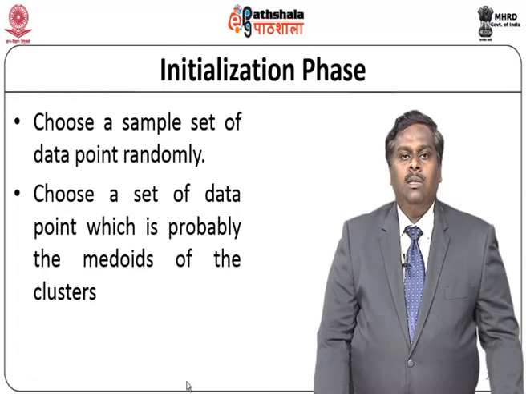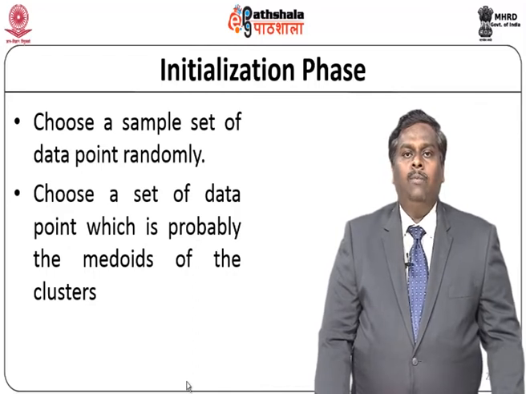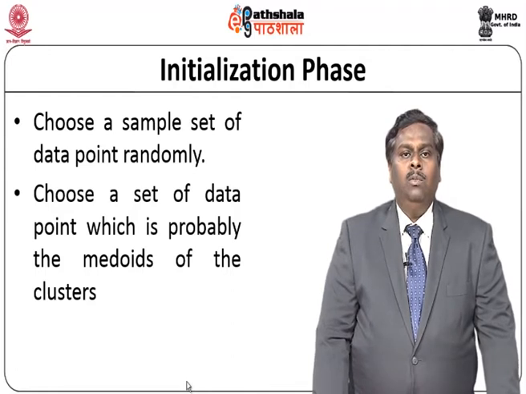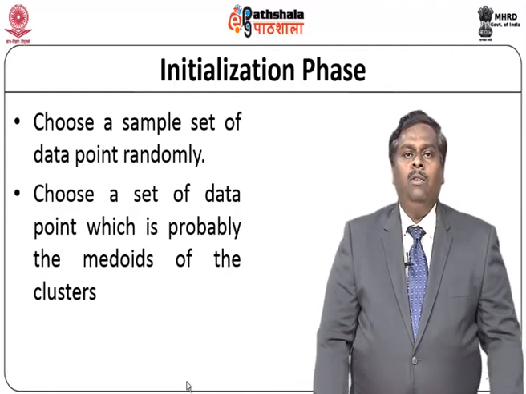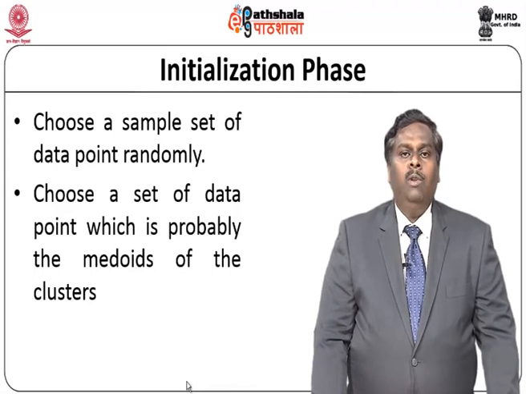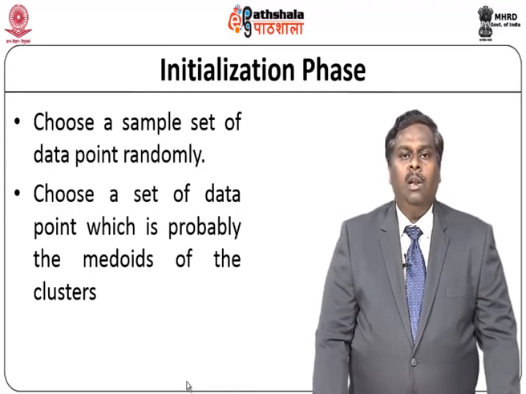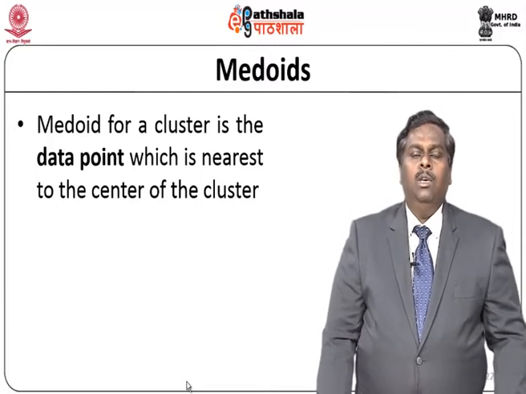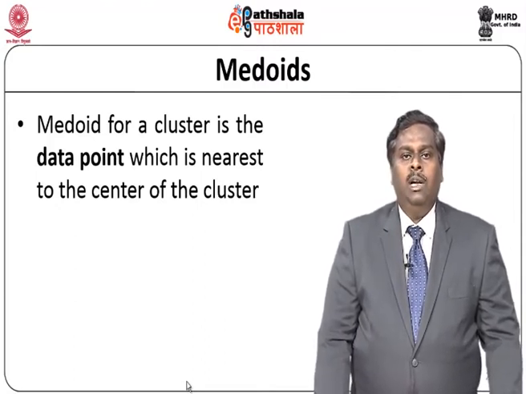In the initialization phase, we choose a sample set of data points randomly, and then we choose a set of data points which are probably the medoids of the clusters. The medoid here is a middle value which represents the sample which you have collected. How many medoids we normally select depends on the number of clusters. The medoids are data points which are nearest to the center of the cluster. In other words, a medoid acts as a representative for the set of data points or for the cluster.